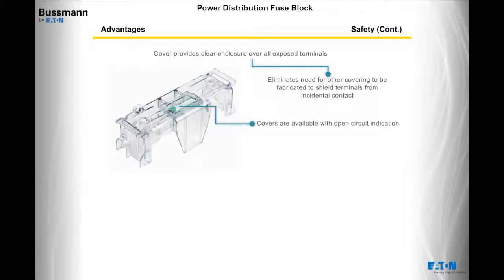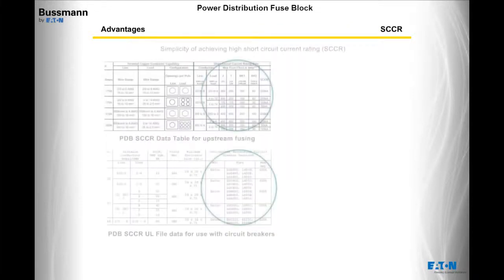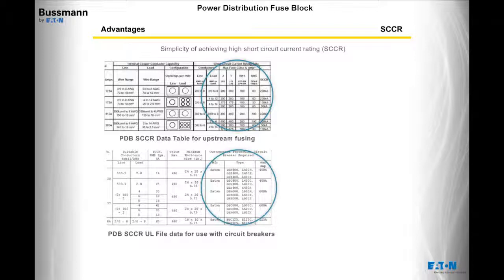Covers are available with open circuit indication, helping maintenance personnel quickly and easily identify when a fuse has operated. Also, the covers incorporate a patented lockout-tagout feature, giving maintenance personnel a safer way to isolate the circuit while downstream maintenance is performed. Another key advantage of using Bussmann's new power distribution fuse block is the simplicity of achieving a high short-circuit current rating, SCCR, using these products.